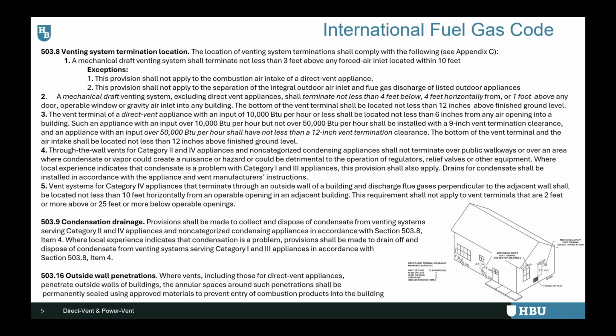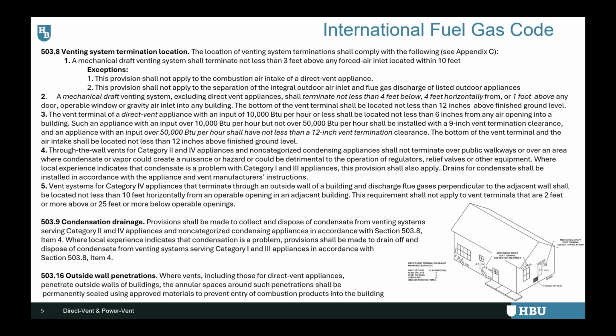Rule number 2. For most mechanical draft systems, except direct vent ones, the terminal must be at least 4 feet below, 4 feet to the side of, or 1 foot above any door, operable window, or gravity air intake. Also, the bottom of the vent terminal needs to be at least 12 inches above the ground. This is that larger clearance we discussed for systems that use indoor air and positive pressure.